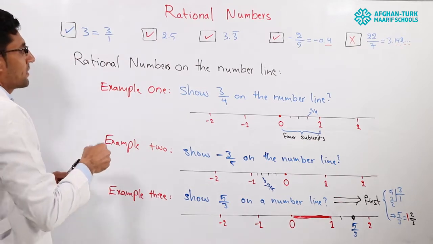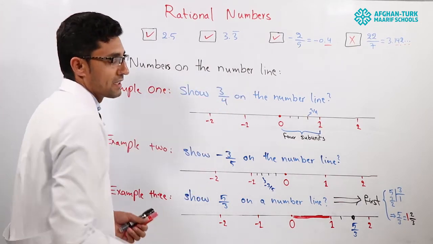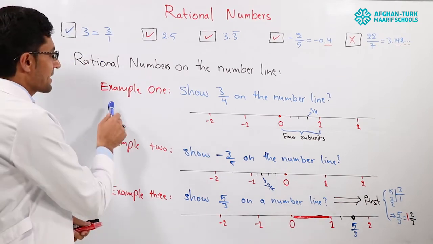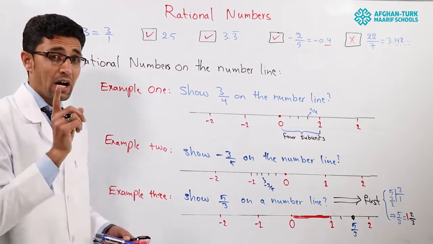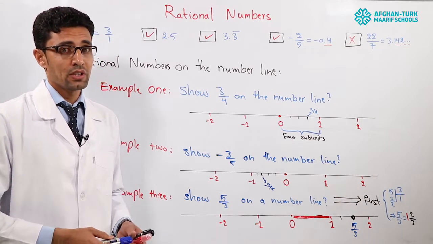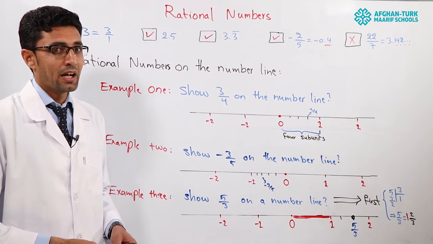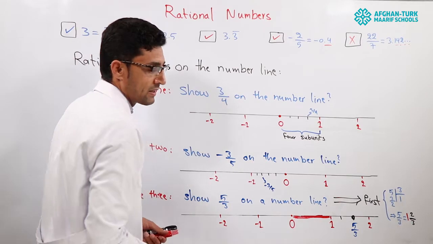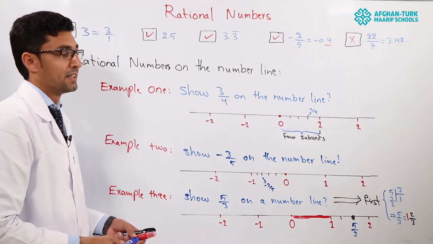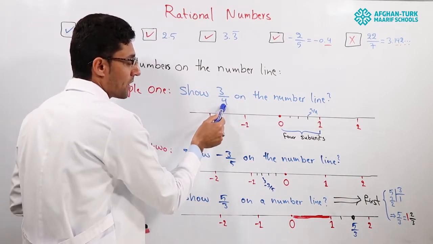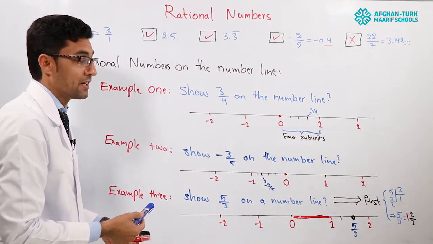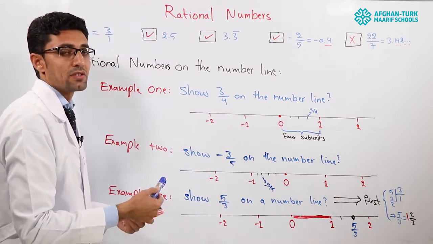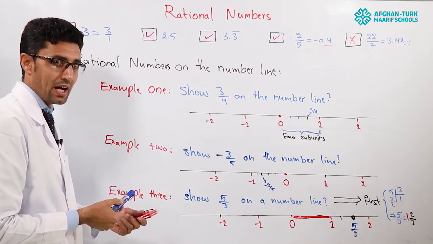Okay, now we are going to study rational numbers on the number line. Are you ready? Let's get started. Example 1. By 3 examples, you have to understand how to show the numbers on the number line. Example 1: show 3 over 4 on the number line. It's very simple. Is 3 over 4 less than 1? Yes, because the denominator is greater than the numerator. So the number is less than 1.